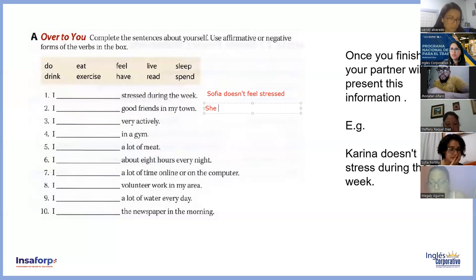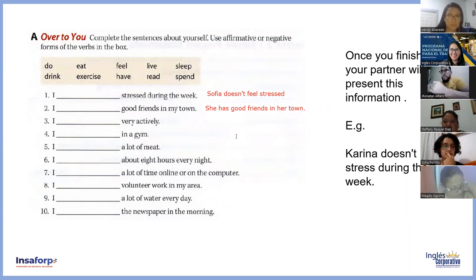Do you have good friends, Sofía, in your town? Yes, I have. Okay, entonces como ella tiene, right? She has good friends. Estoy hablando de ella. Voy a revisar bien el positivo. In her town. Y así nos vamos a ir cada oración. Ok? Continue, teacher, continue. You are going to continue, José.